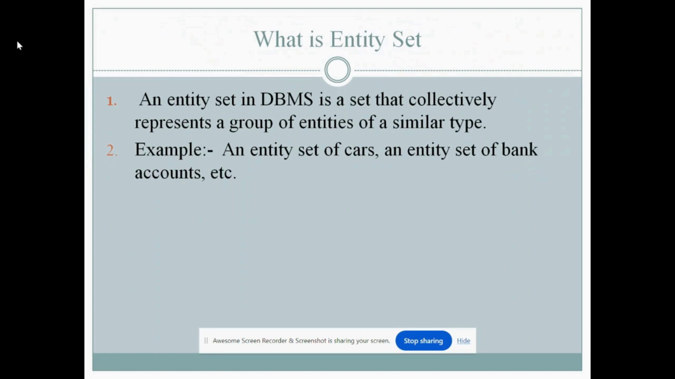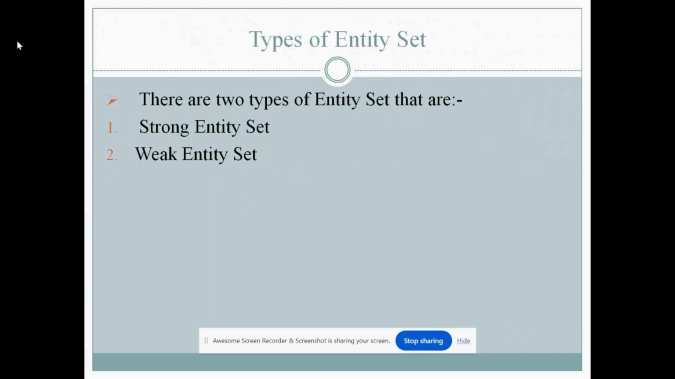Now coming to what is entity set. An entity set in DBMS is a set that collectively represents a group of entities of a similar type. Example, we can take an entity set of cars, an entity set of bank accounts, etc.